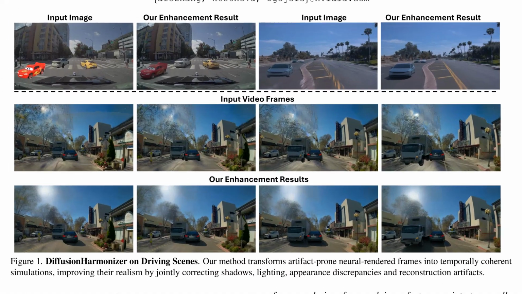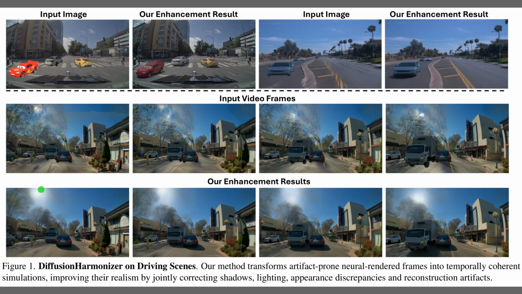So Figure 1 illustrates exactly what this enhancement looks like in practice. The top row demonstrates object insertion. Specifically, look at the bright red car on the left. In the raw input, it clearly looks pasted on, lacking proper lighting interactions. However, the enhancement result next to it fixes this, adding realistic shadows and reflections to harmonize the object with the environment. Below that, the video comparison shows how the method handles general scene artifacts.